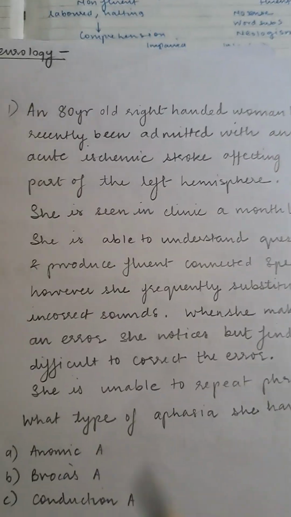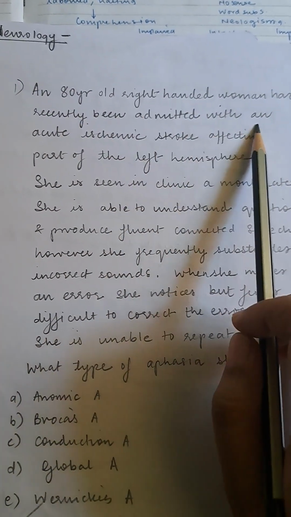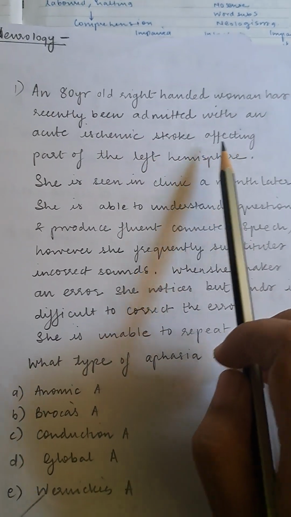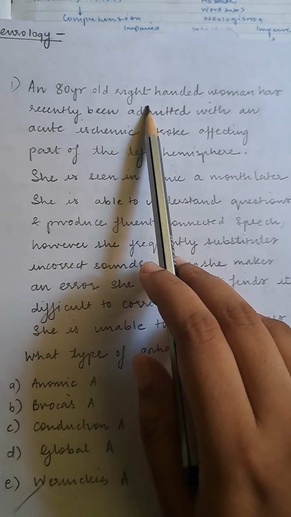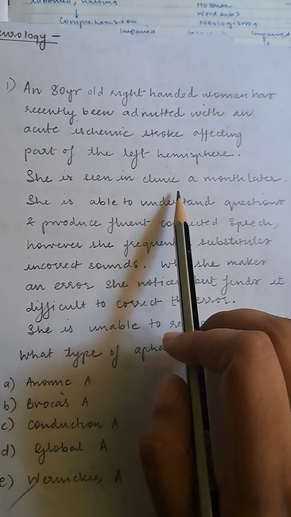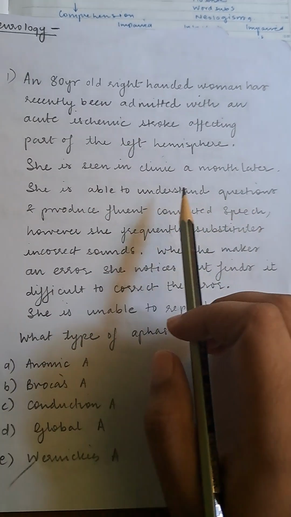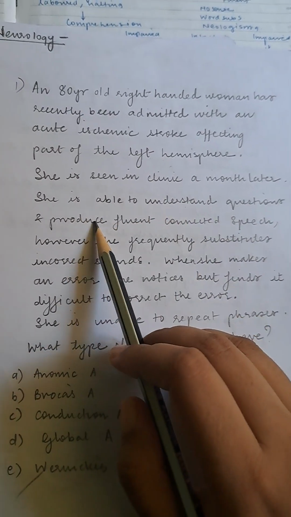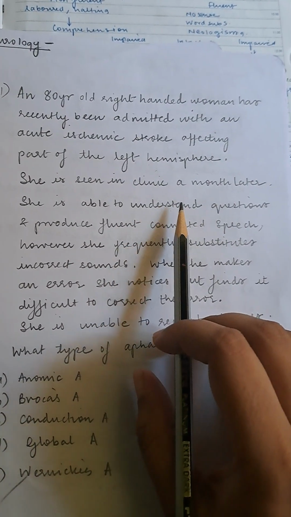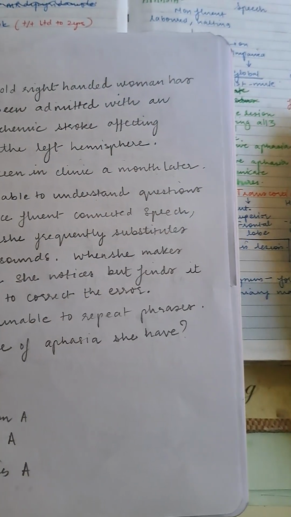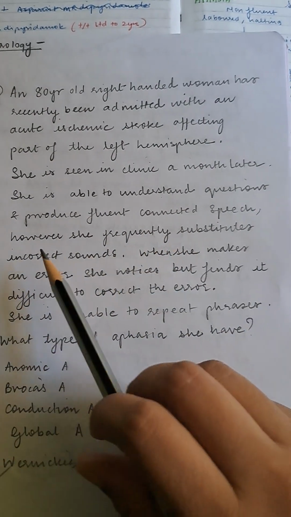Here, an 80-year-old right-handed woman has recently been admitted with an acute ischemic stroke affecting part of the left hemisphere. So the dominant part has gone since she is right-handed. She is seen in the clinic a month later, and she is able to understand questions. So comprehension is intact. Produces fluent connected speech. So here the fluency is intact and comprehension is intact. So it is most likely conduction aphasia. We'll still read the question.